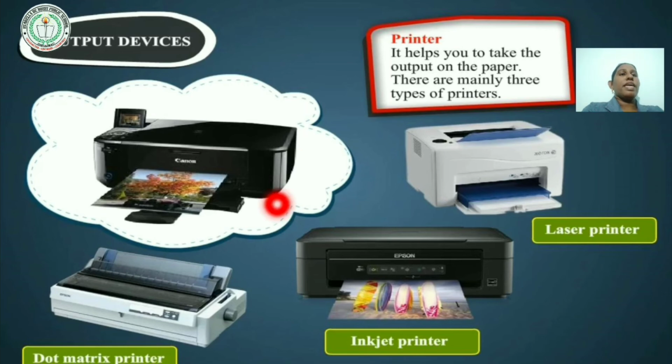Then there are mainly three types of printers. എത്ര types of printer ഉണ്ട്? Three types. Which are they? Laser printer, inkjet printer and dot matrix printer. These are the three types of printers. Printer helps you to take the output on paper.